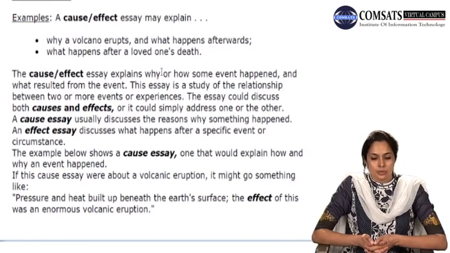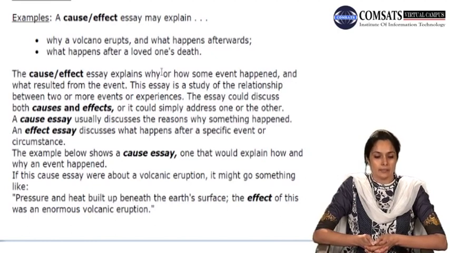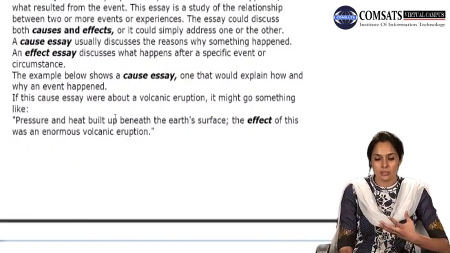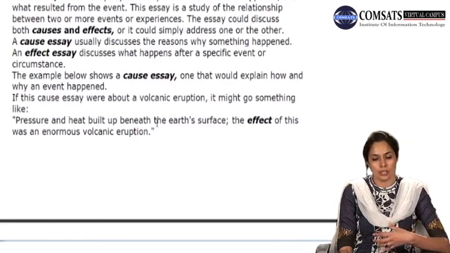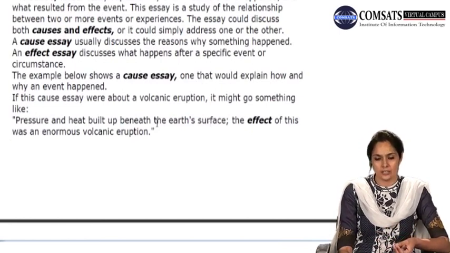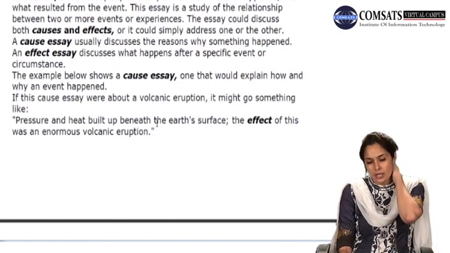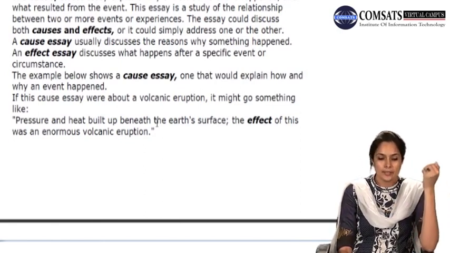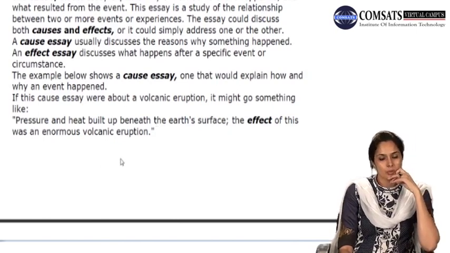The example below shows a cause essay, one that would explain how and why an event happened. If this cause essay were about a volcano eruption, it might go something like: pressure and heat built up beneath the earth's surface. The effect of this was an enormous volcano eruption. This is just one sentence out of this cause essay. इसमें आप इस तरह लिखेंगे कि for example अगर आप volcano eruption के बारे में लिख रहे हैं तो आप पहले reason बताएंगे कि वजह क्या हुई volcano eruption की, and then उसका effect ये हुआ कि enormous volcano eruption हुई.